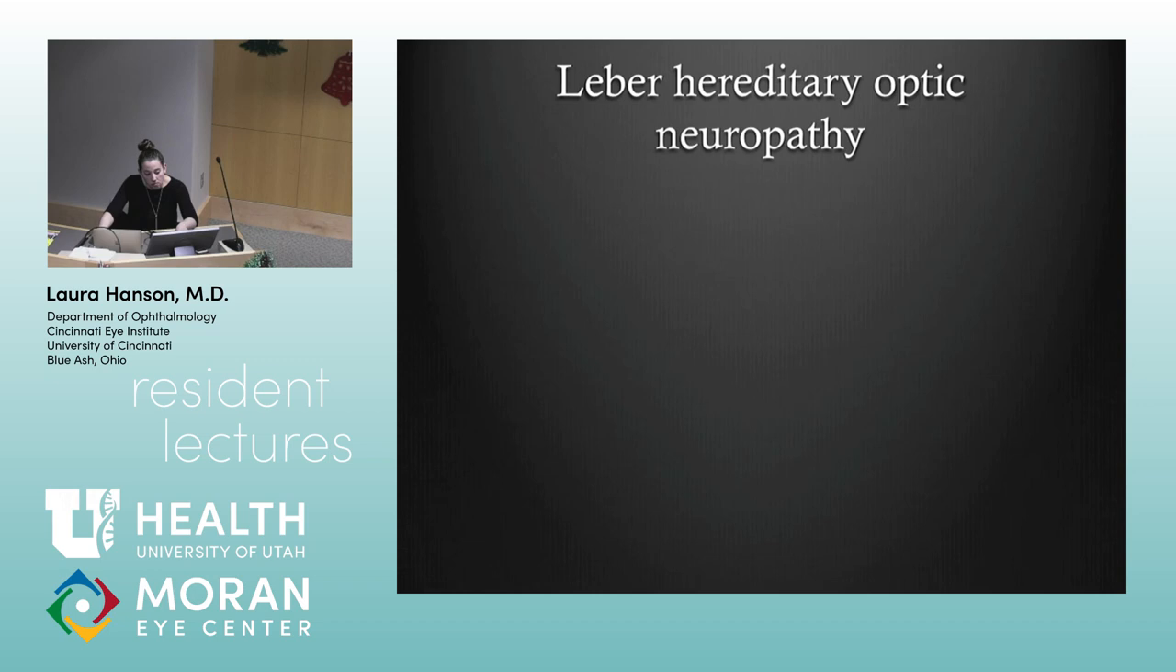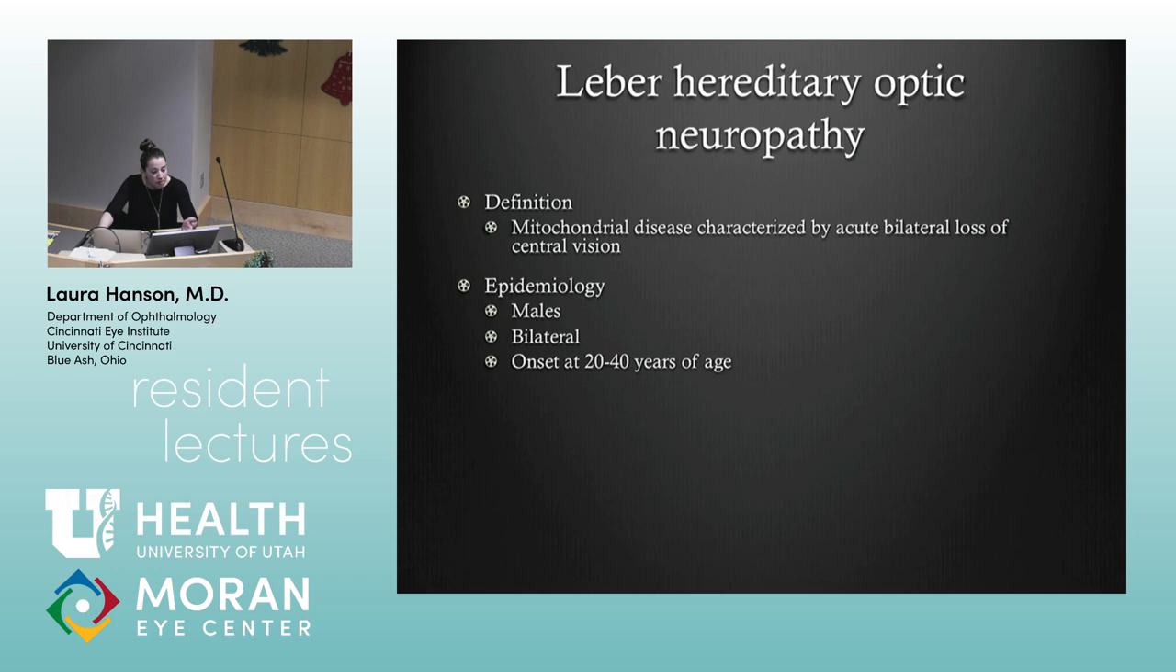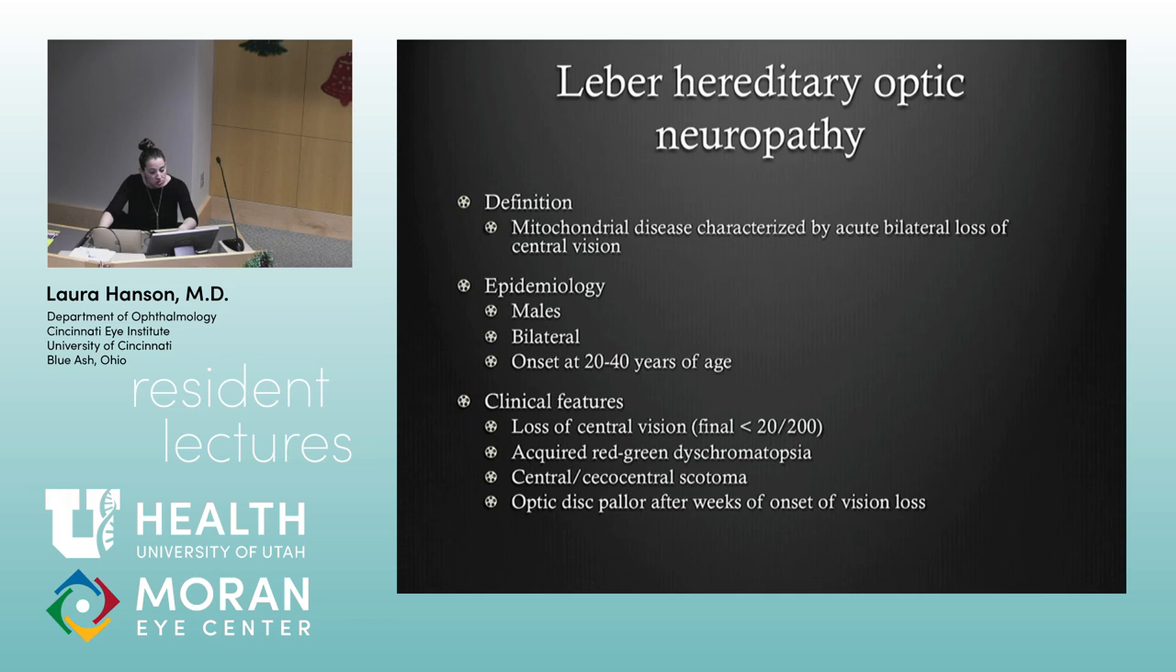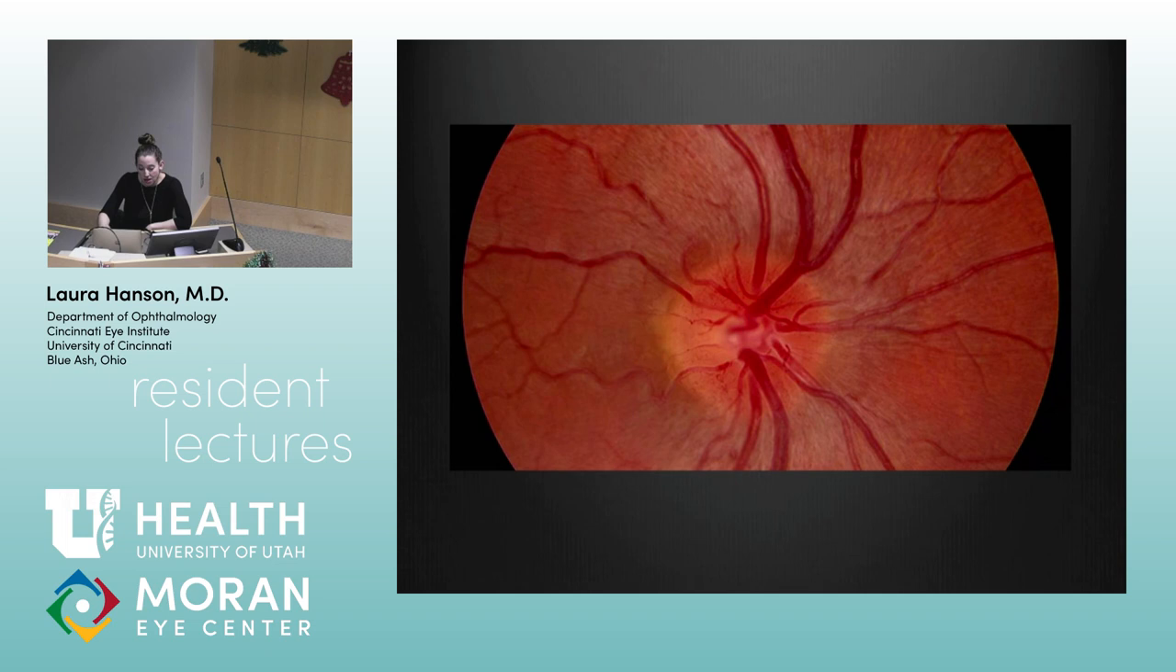Leber's. They would definitely ask you a question about Leber's. So it's a mitochondrial disease, kind of a similar presentation to dominant optic atrophy, but they're older. It's usually males. It's bilateral, but it may be sequential. The picture of how the nerve looks in the beginning can be different, but later on it'll probably look pretty similar. So this is an earlier picture at the onset of the disease.